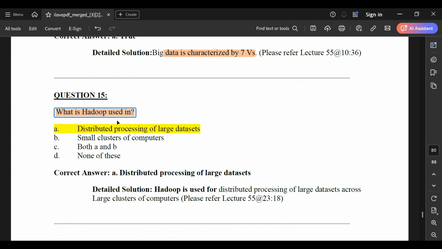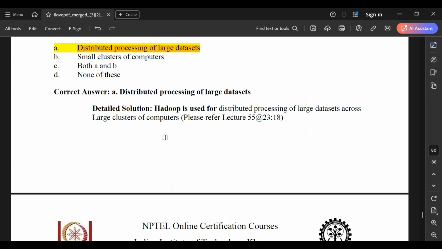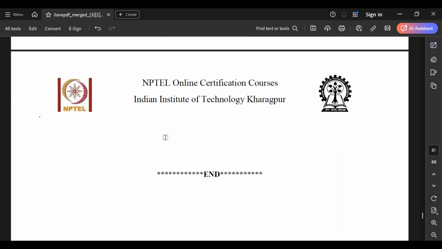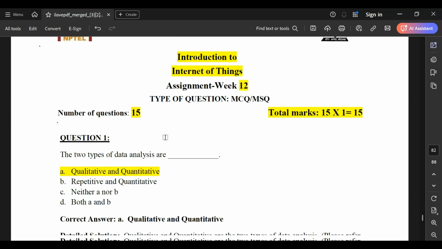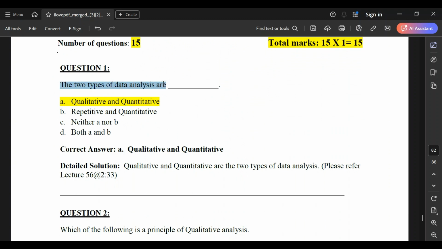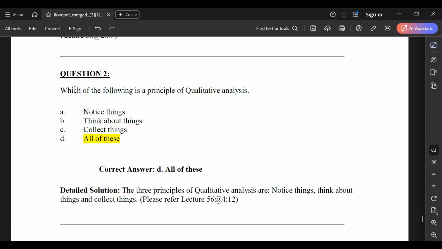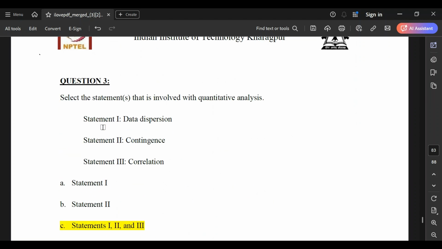What is Hadoop used in? So distributed system of large data sets. It is used for distributed processing, meaning processing of large data sets. Now moving to the 12th week assignment, the final one. The two types of data analysis are qualitative and quantitative. Which of the following is a principle of qualitative analysis? It is notice things, think about things, collect things. So all of these are the principles.